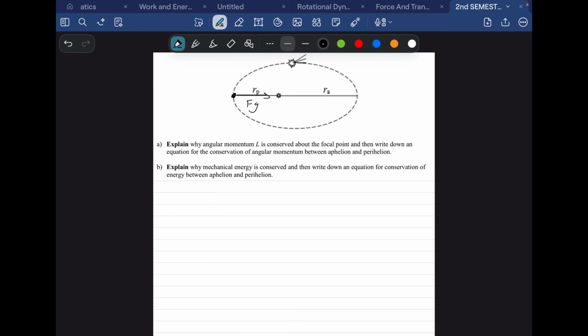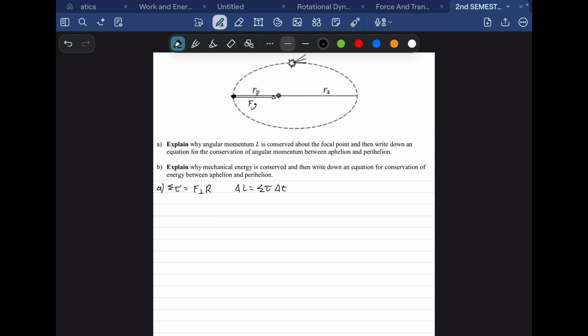Okay, so angular momentum is conserved because there's no additional net torque acting upon the comet. So we know that net torque is equal to F cross R, but because your only force is Fg and it's already parallel to your lever arm, it should generate no net torque. And then we know that change in momentum is equal to net torque times time. But because you generate no net torque, there's no change in angular momentum.